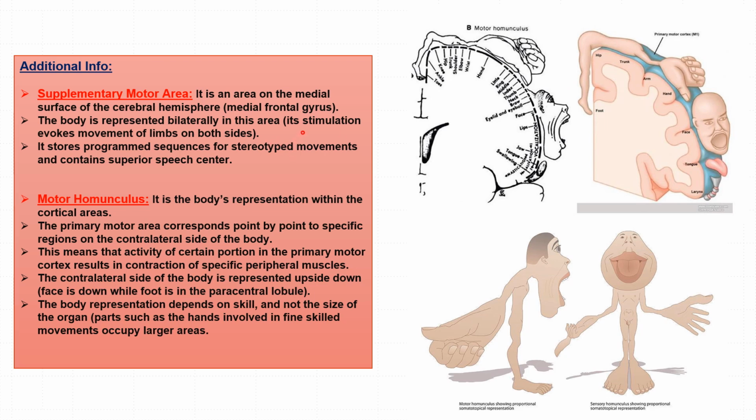Now, on the other hand, we also have something called the supplementary motor area. This is an area which is located on the medial surface of the cerebral hemisphere, in particular the frontal lobe, and if you want to go deeper, it is the medial frontal gyrus. And in this area, the body is represented bilaterally. This means that unlike the primary motor area, stimulation of this area would evoke movements of the limbs and muscles on both sides of the body.